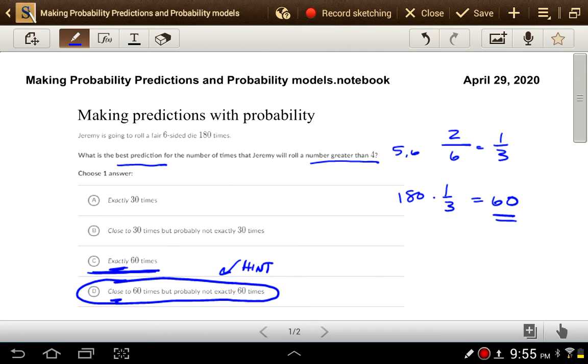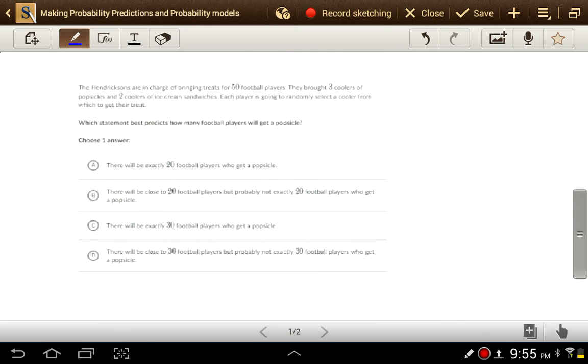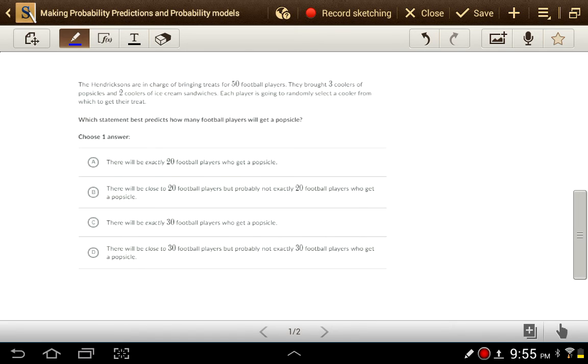Okay, and problem number 2, we have a similar situation here. We're going to bring in treats for 50 football players. We have 3 coolers of popsicles and 2 coolers of ice cream, which means that we have 5 coolers. 3 plus 2 is 5. So in this case, we have 50, and we want to know what is going to bring a popsicle. So that's 3 out of the 5 coolers are popsicles. So we're going to multiply that by 50. And when you multiply 3/5 times 50, you get 30.